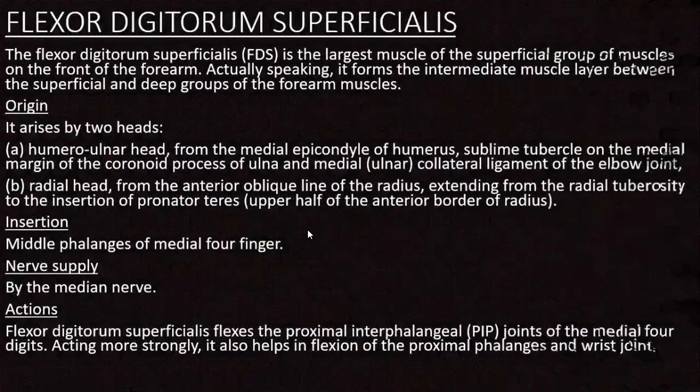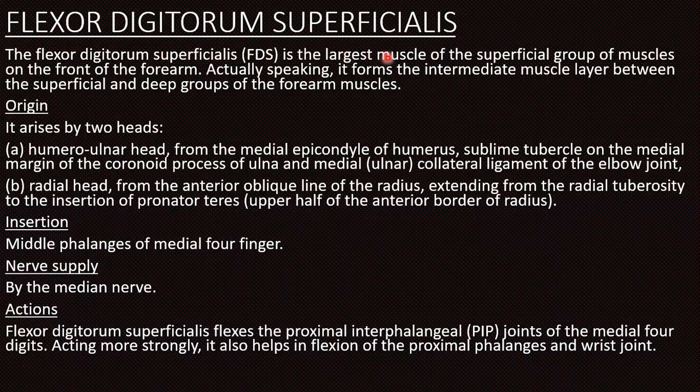Now, flexor digitorum superficialis, formerly known as flexor digitorum sublimis. It is the largest muscle of the superficial group of muscles. Actually speaking, it forms the intermediate muscle layer between the superficial and deep groups of the forearm muscles. So you find some text saying that the anterior compartment has three groups: superficial group, intermediate group, and deep group, with the flexor digitorum superficialis forming the intermediate group.